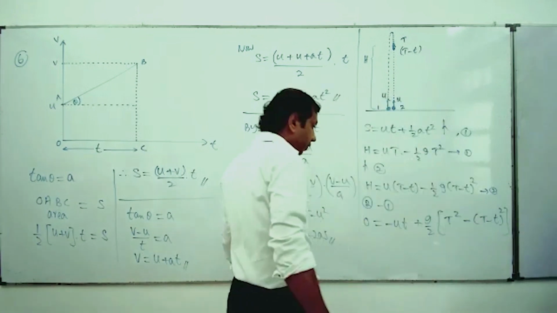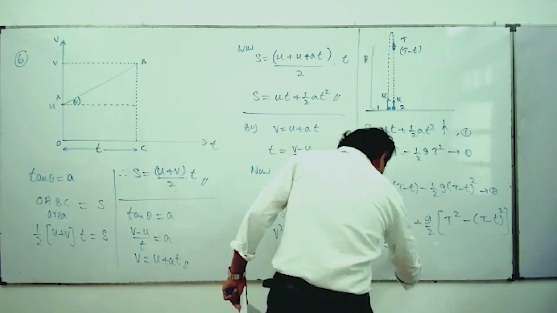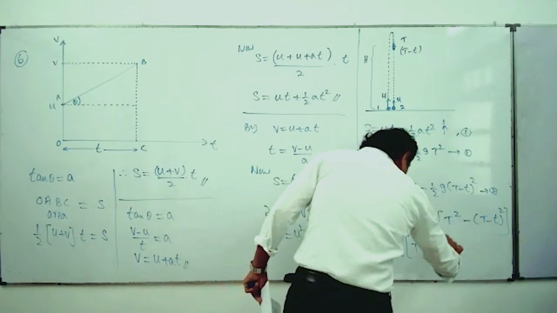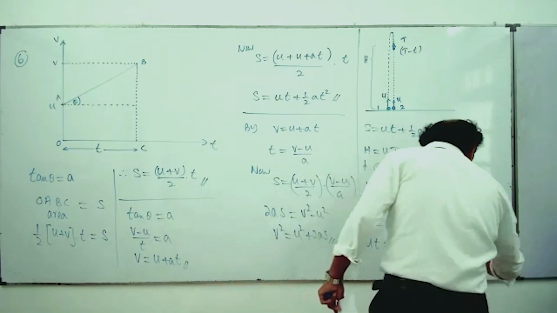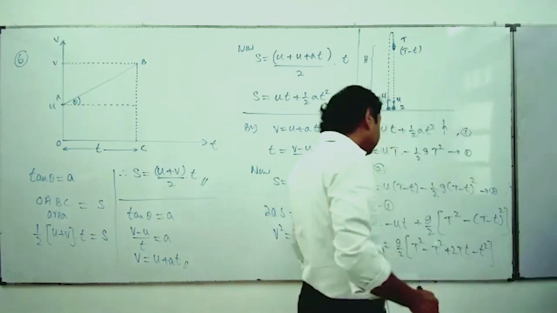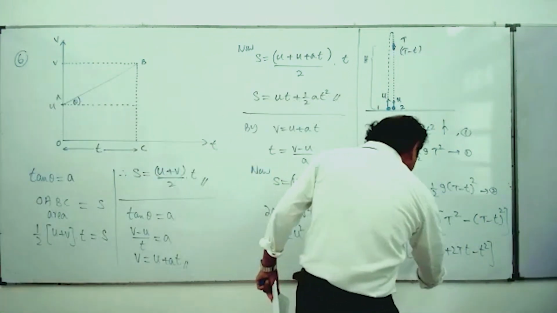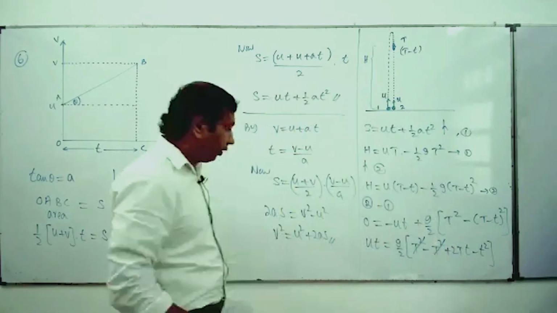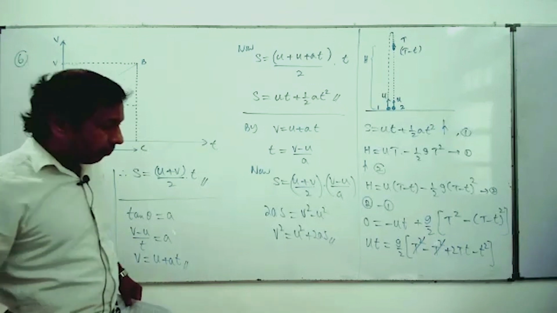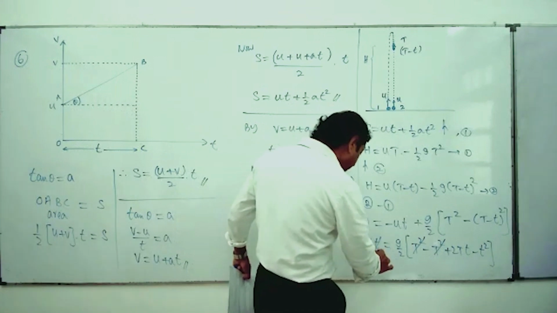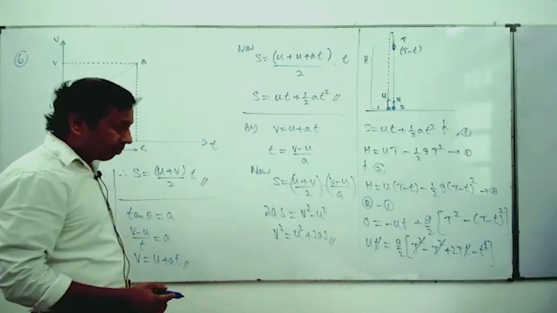Then simplify this, you get the first answer. Take this ut to this side: g by 2 times T squared minus T squared plus 2Tt minus t squared. Then we can cancel down this 2. By solving this, you can find the capital T answer. Another small t you can cancel down here. Then making capital T the subject, you get that.